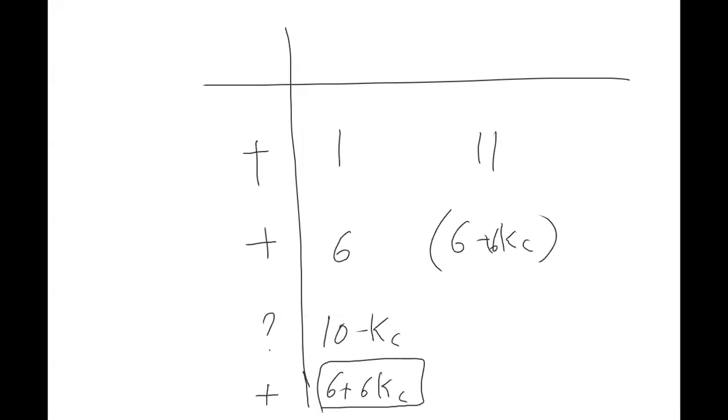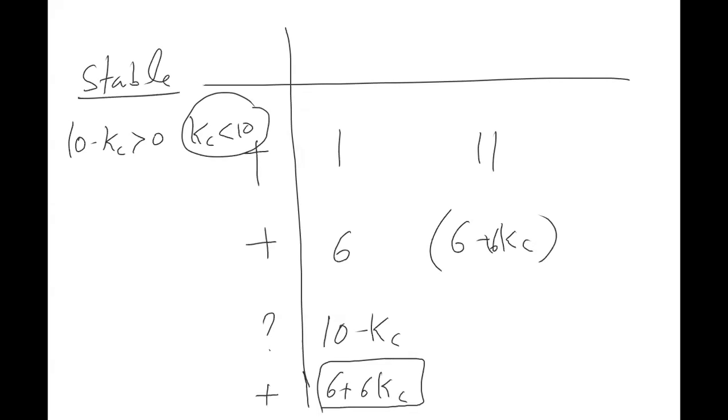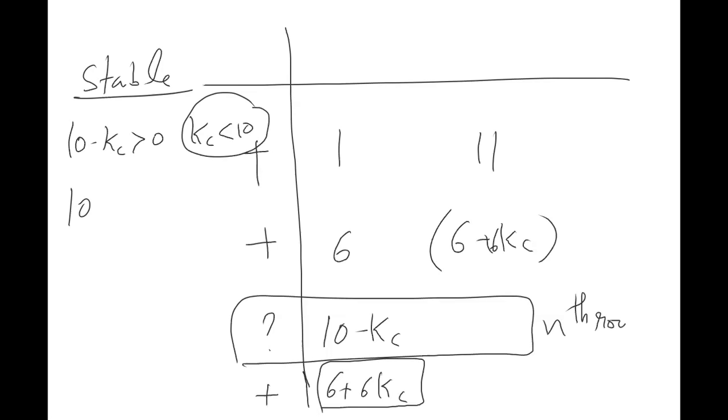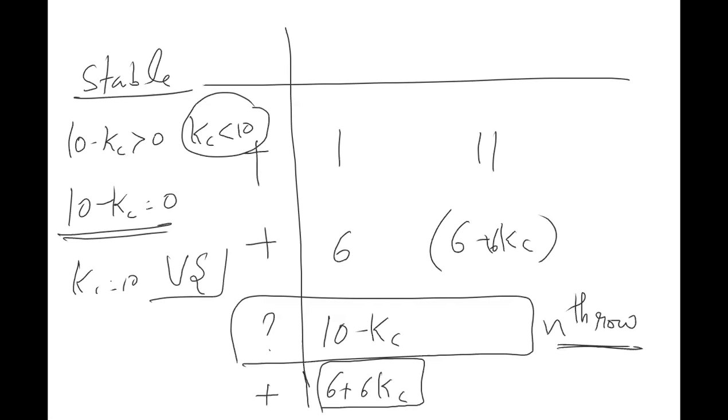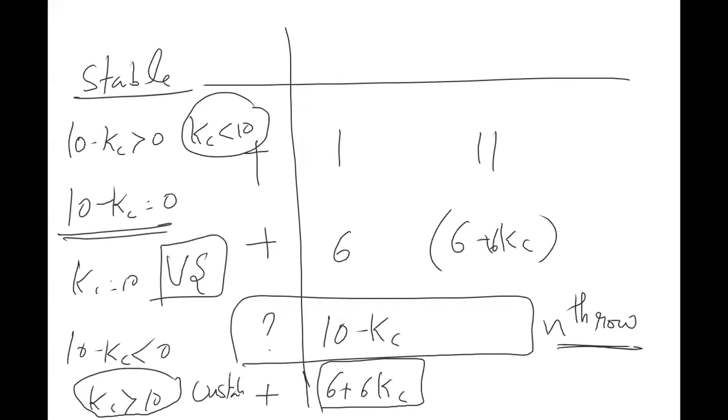Now, what is this question mark? So 10 minus Kc greater than 0, that means Kc less than 10, the system is stable. Since this is the nth row, 10 minus Kc is equal to 0, Kc equal to 10, the system is on the verge of stability. So 10 minus Kc less than 0, Kc is greater than 10, the system is unstable.